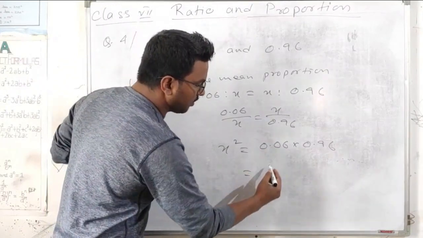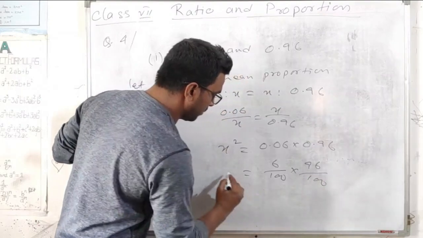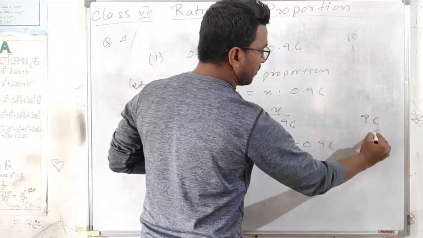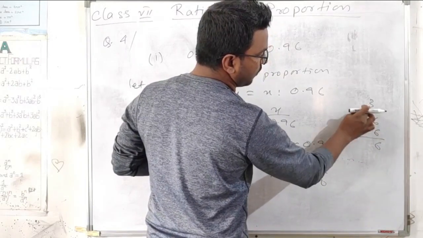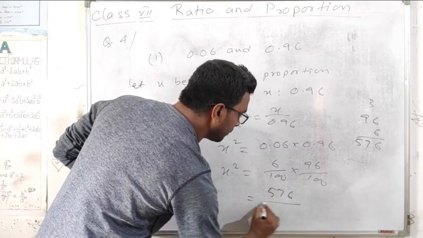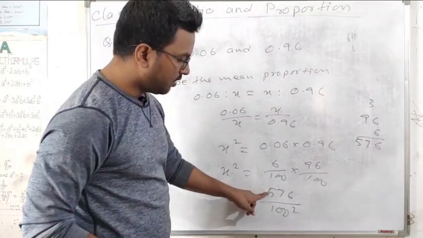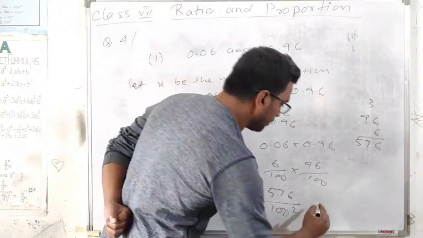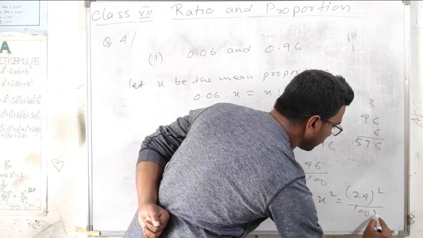So what we'll do, we'll convert it into fractions. So this will be 6 by 100 into 96 by 100, so x square. Fine. So if you multiply this one, 96 by 6, we get 576 by, this is 100 into 100, meaning 100 square. Okay, so this can be converted into a square. So 576 is the square of 24. So we'll write like this: x square equals 24 square by 100 square, right?